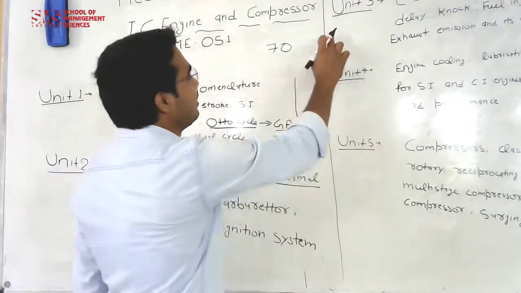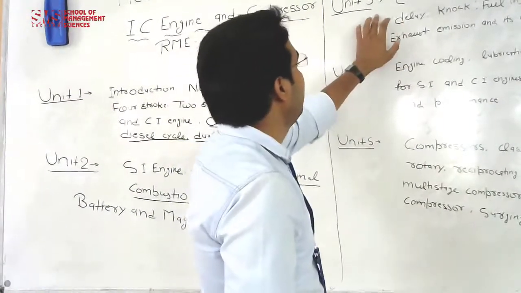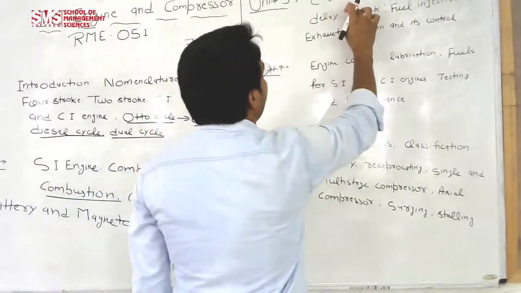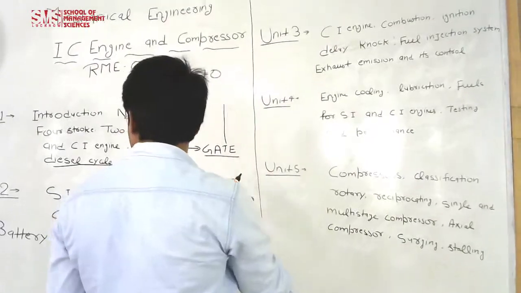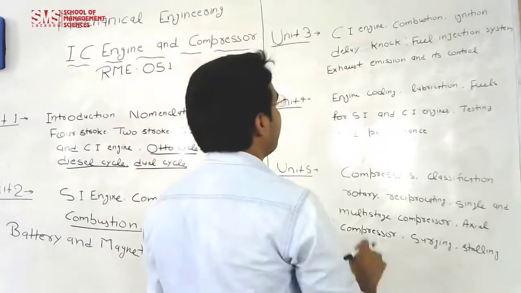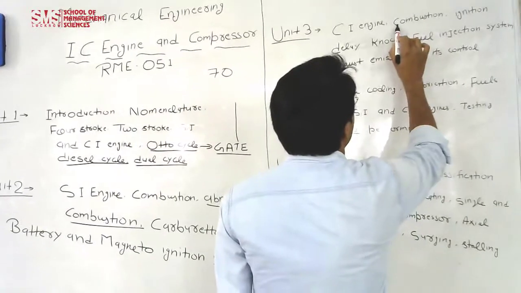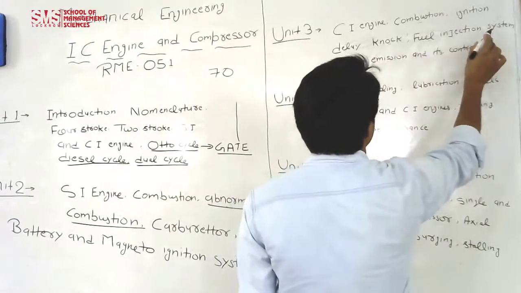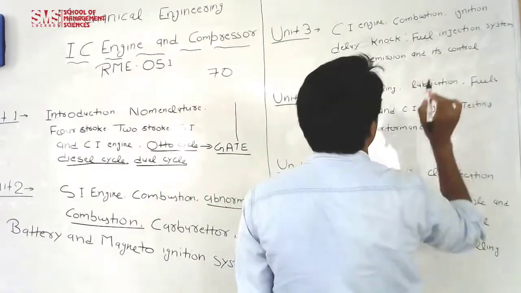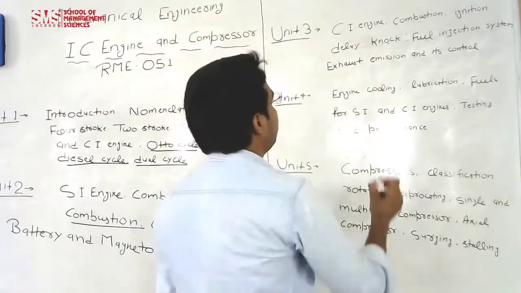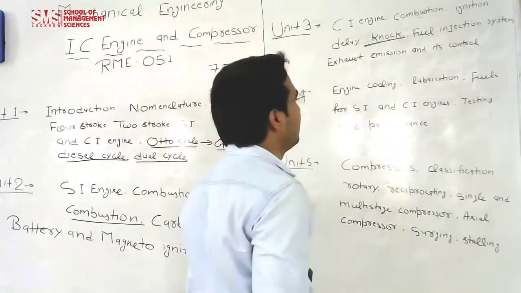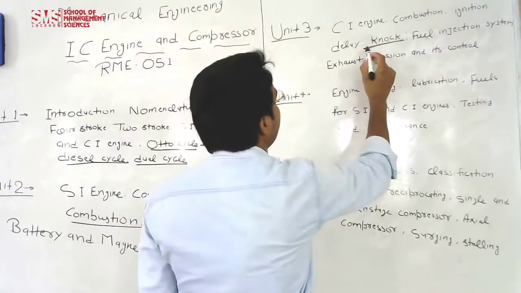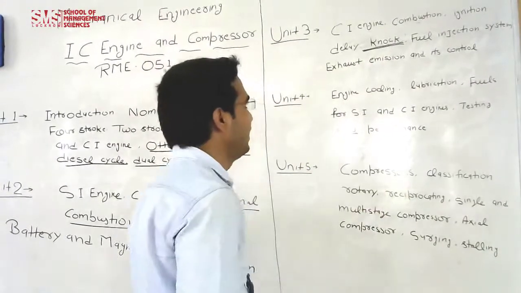Similarly, in Unit 3 we will study the CI engine and the combustion phenomena in CI engine, similar to what we studied in SI engine. Here we will study combustion in CI engine, ignition delay, knock, fuel injection system, exhaust emission and its control. In this unit, the topic knock is very important in your university exam. They will simply ask what is knocking and how you will reduce the knock in CI engine.